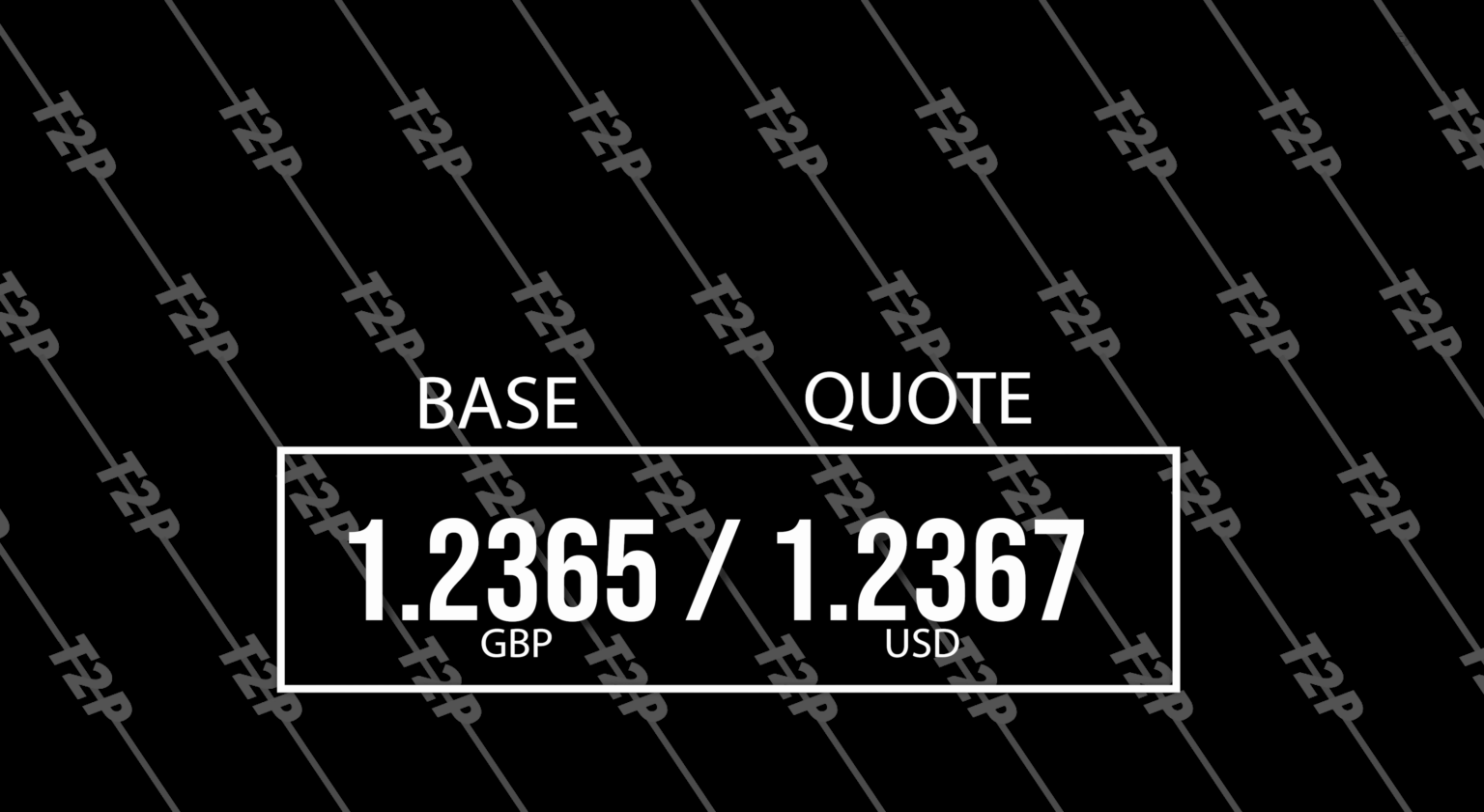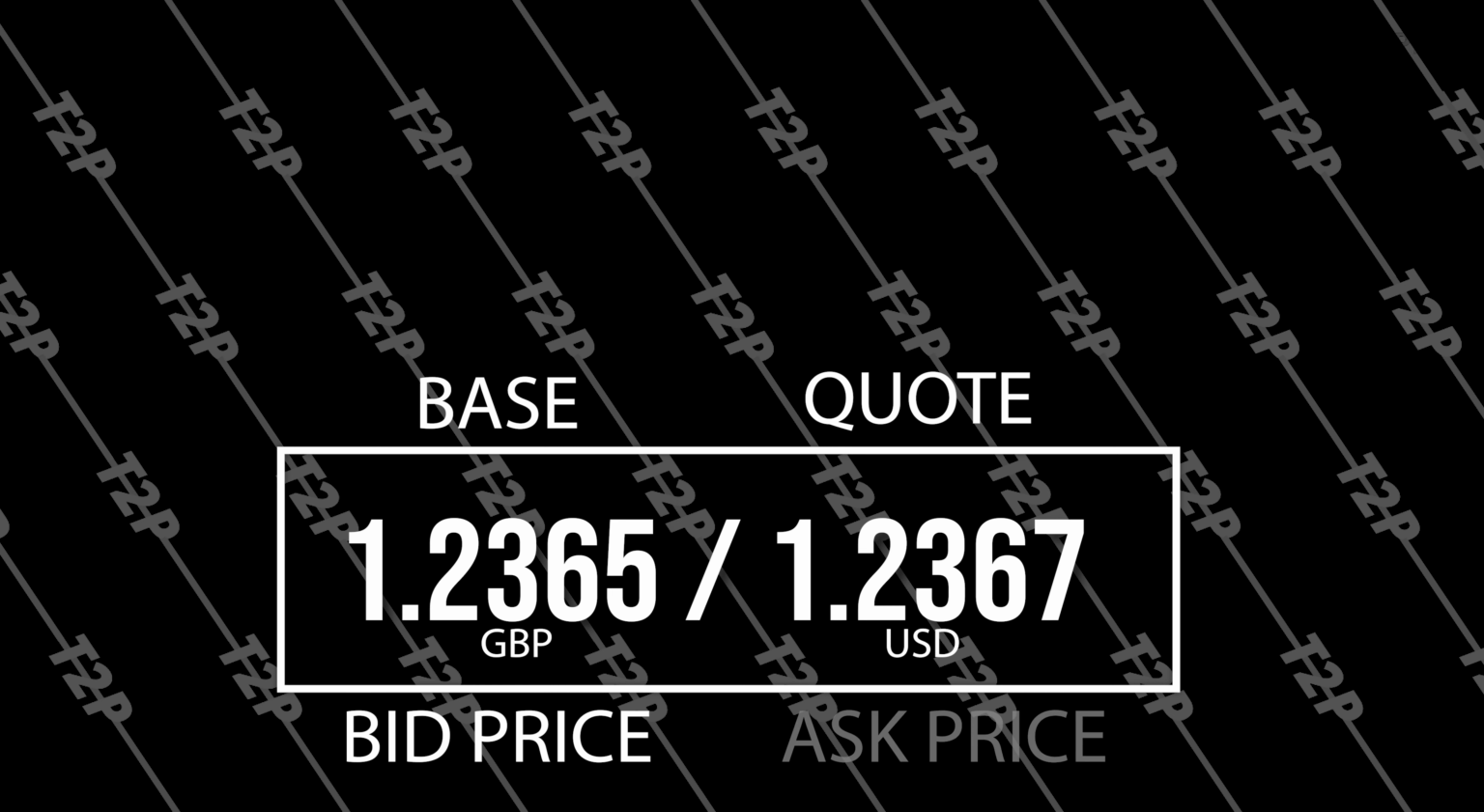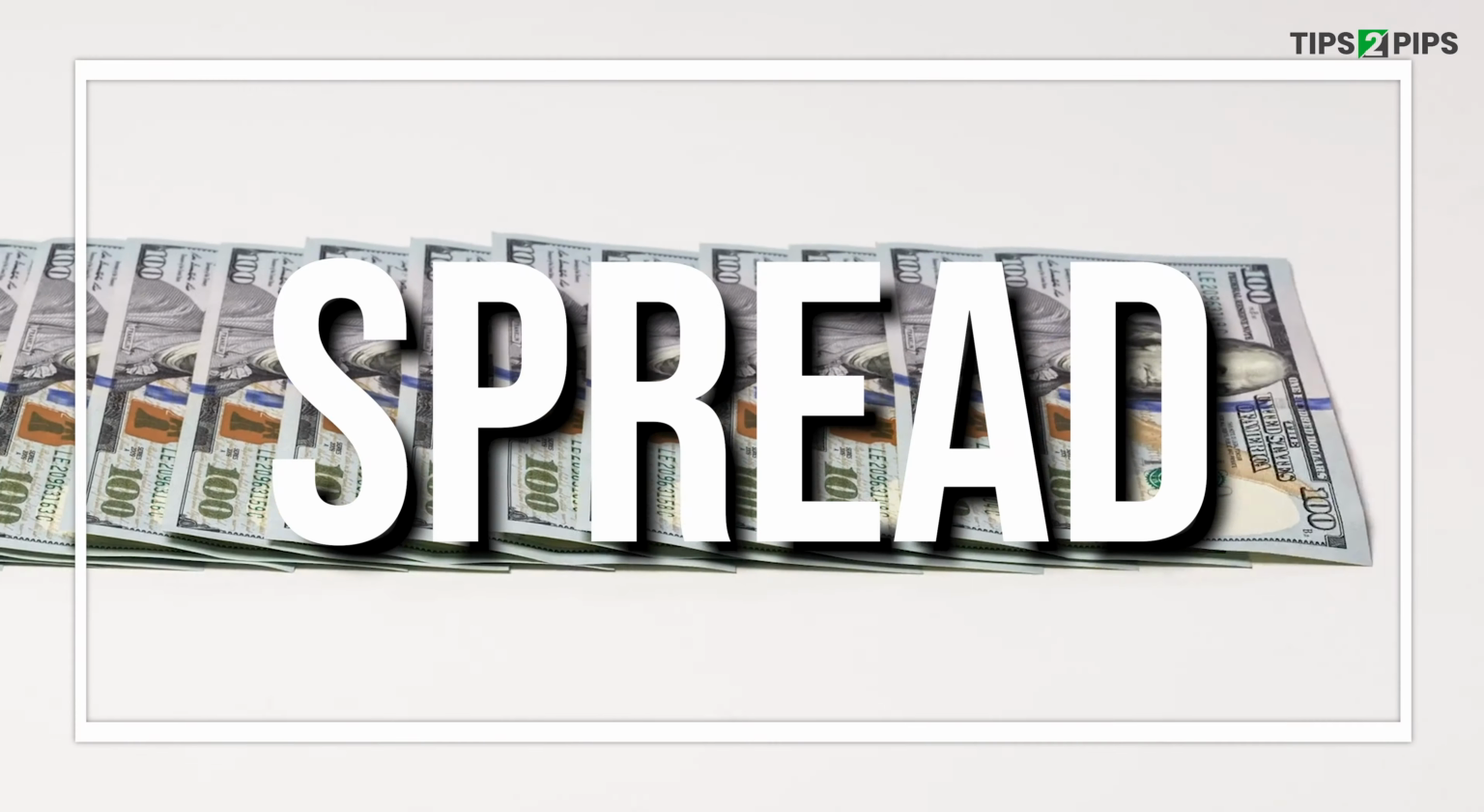So let's consider a pair example. If the Great British Pound against the US dollar was quoted at 1.2365 against 1.2367, what exactly does this mean? The first figure of 1.2365 is called the bid price. The second figure of 1.2367 is the ask price. The difference between the two is called the spread.